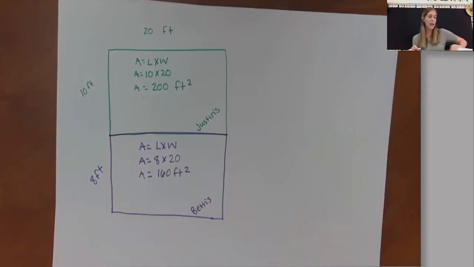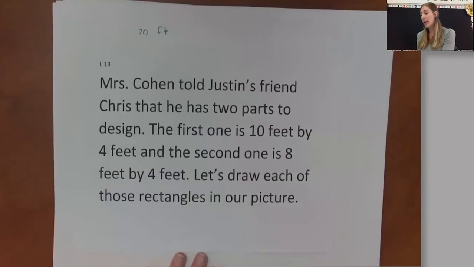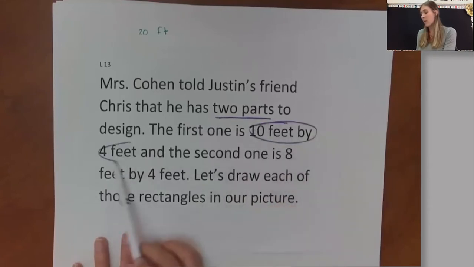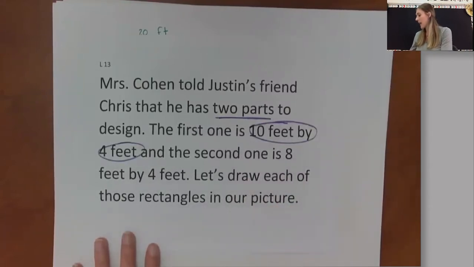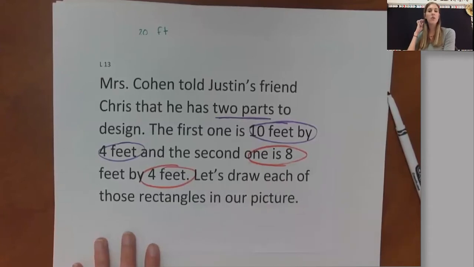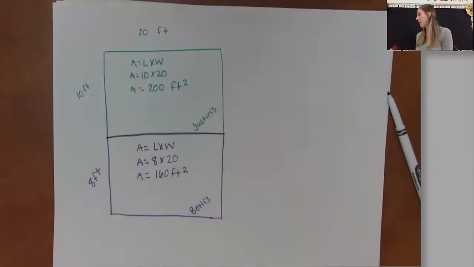And now we're getting a little bit more information about the principal's special project on the playground. Miss Cohen told Justin's friend Chris that he has 2 parts to design. The first one is 10 feet by 4 feet. And the second one is 8 feet by 4 feet. So let's draw each of those rectangles in our picture. 10 feet by 4 feet.